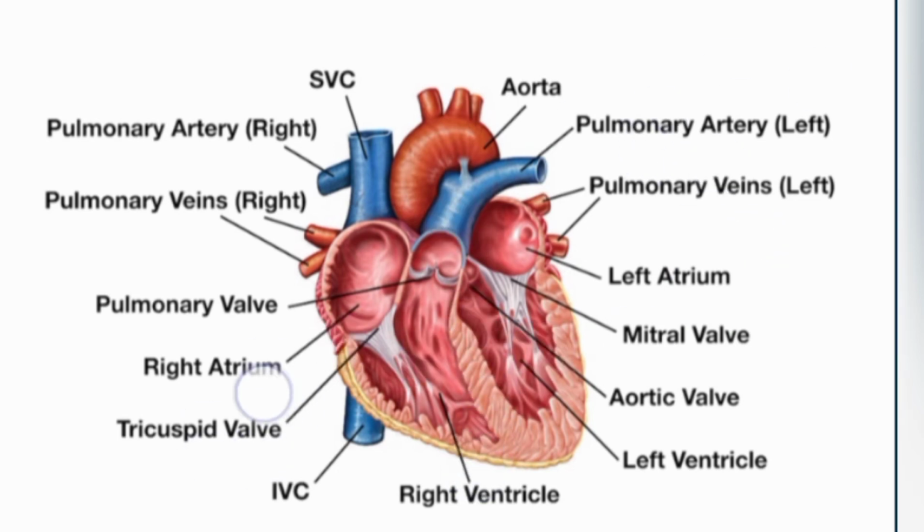The right atrium contracts, and the deoxygenated blood is pumped into the right ventricle. Simultaneously, at the same time, the left atrium contracts and the oxygenated blood is pumped into the left ventricle.